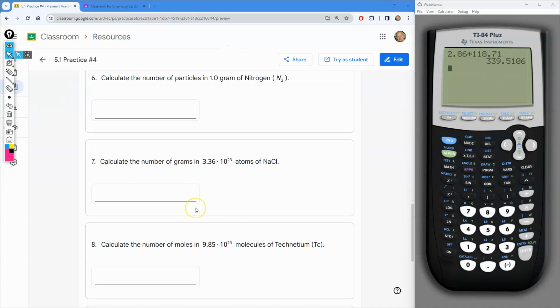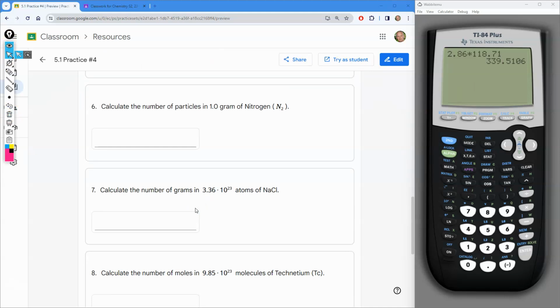All right. Number 6 says, calculate the number of particles in 1 gram of nitrogen, but it's N2. All right, so start with the given, which is 1 gram.